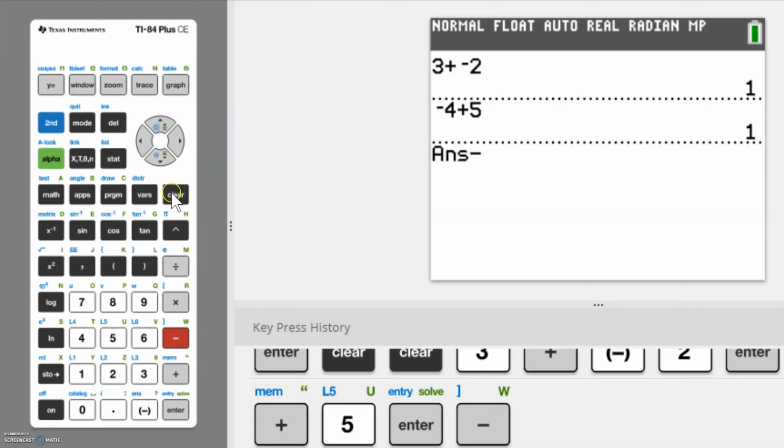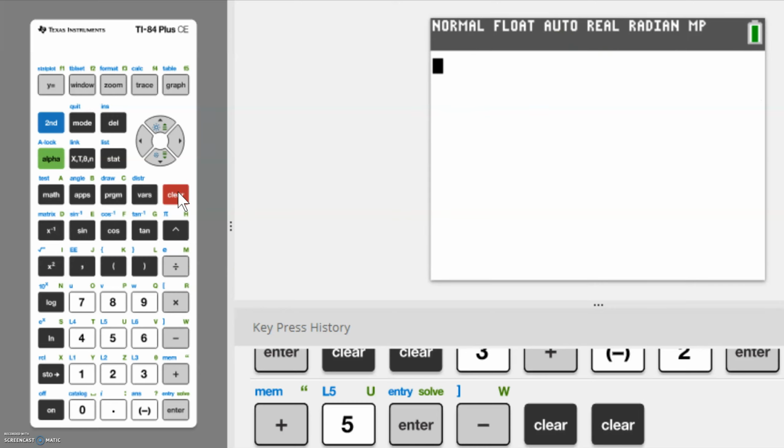All right, another key, if you want to clear what's on the home screen, this is what's known as the home screen, I can just hit the clear button and that will clear the screen. Now you might have to hit it more than once, it just depends. I hadn't hit enter yet, that's the reason I had to hit it twice.